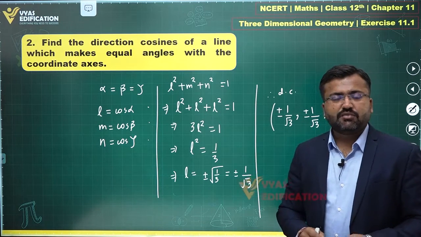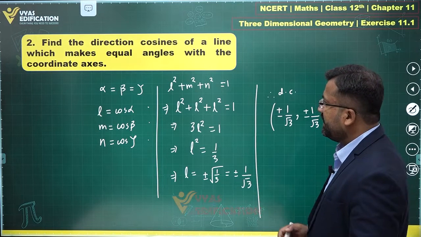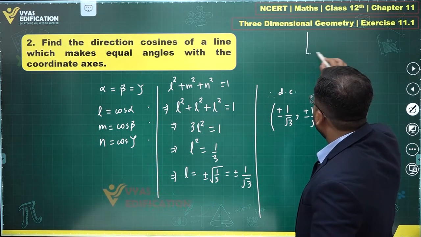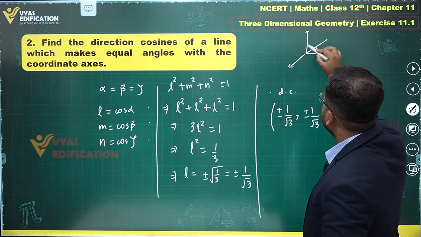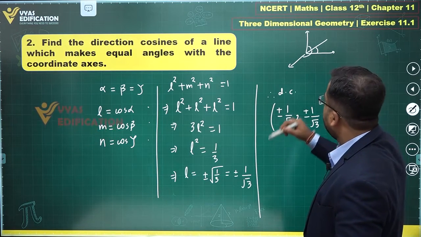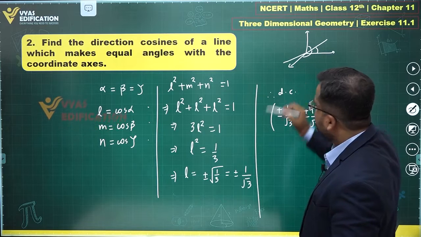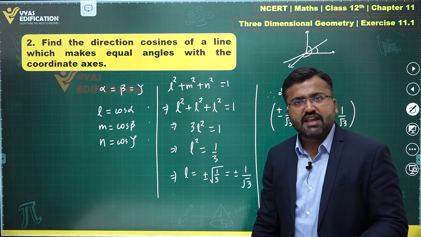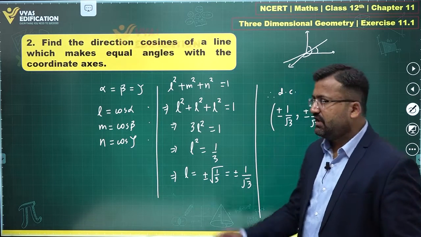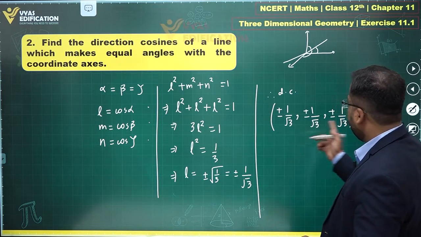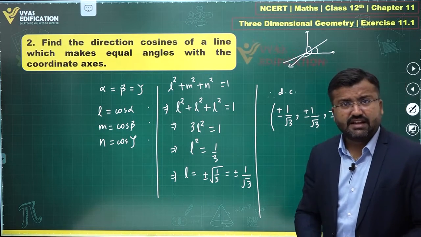Why are there two signs, plus or minus? Please observe, plus or minus imply that the line makes equal angles with the three axes. If the angles are equal, then in the opposite direction also you can have that same line making equal angles with the coordinate axes, right? In that sense, we have this as the direction cosines.